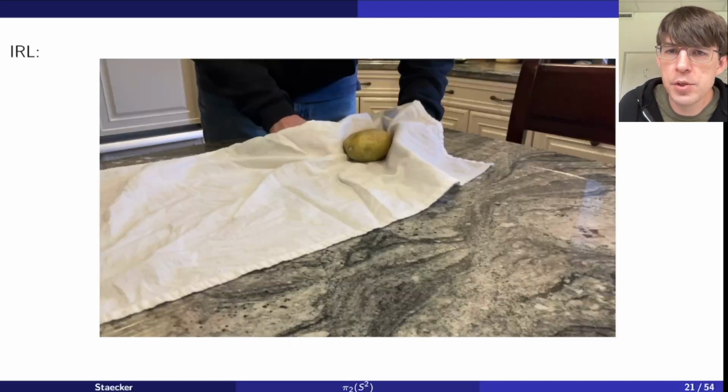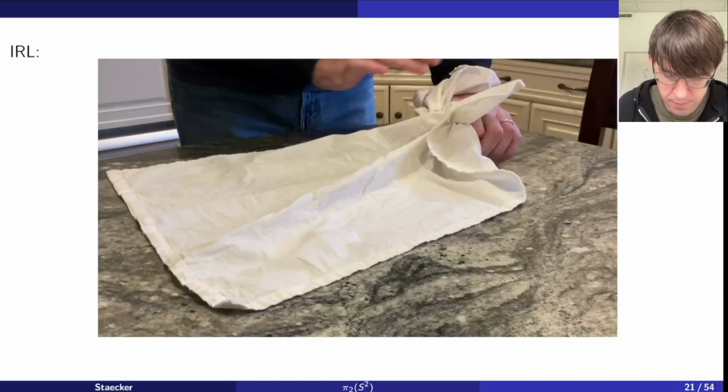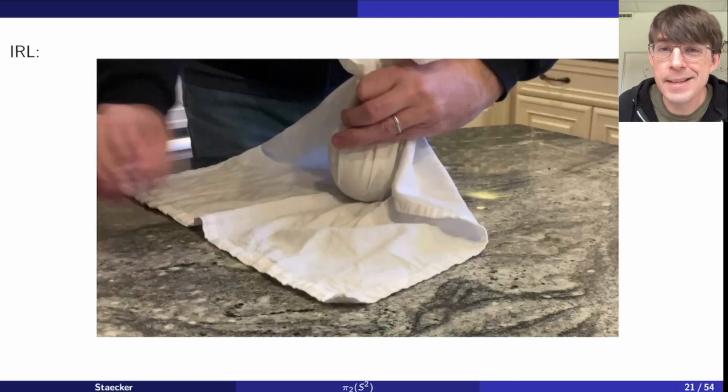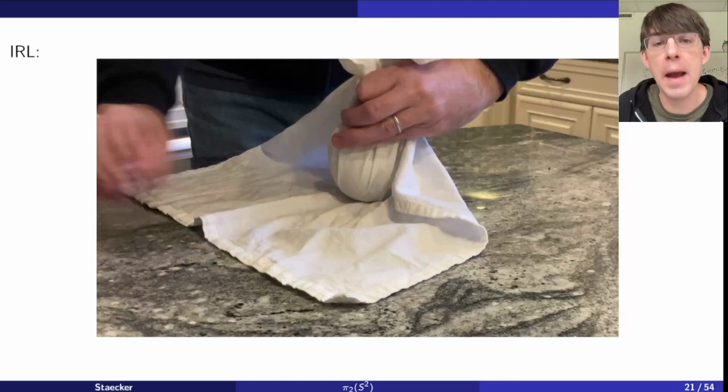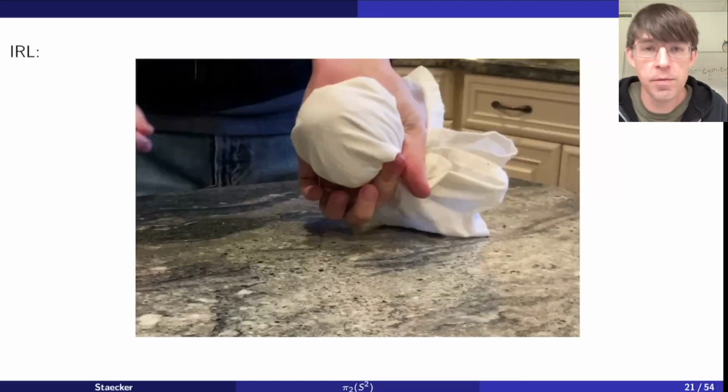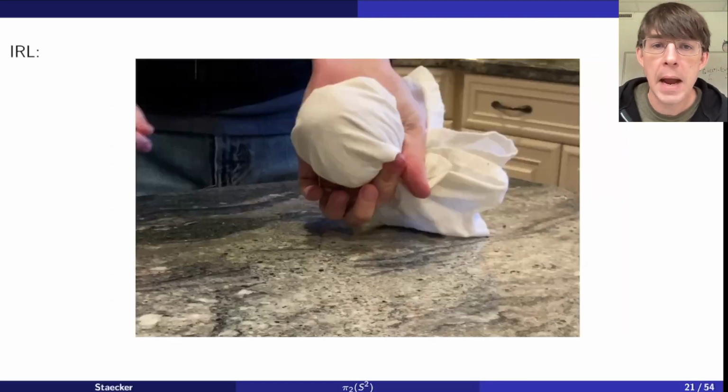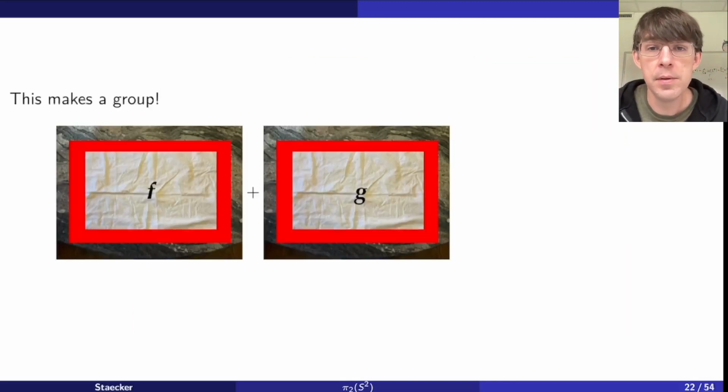I go on just using the left side, I'm going to wrap it up first in the normal way. And then I take that little wrapped up bundle and I put it over on the other side and wrap it up again. All right. This is sort of a double wrap up. So that's another way that you could wrap up the potato. And in fact, this kind of diagram, you can see easily that this is going to make a group.